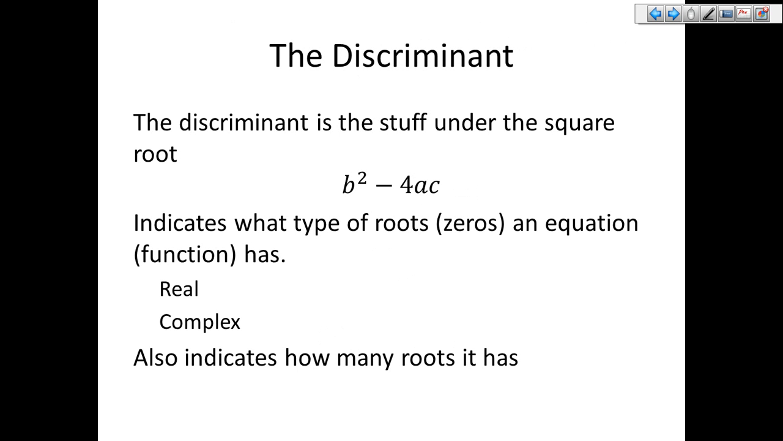Okay, so let's talk about that discriminant a little bit. Remember, the discriminant is the stuff under the square root. Don't include the square root itself. If I ask what's the discriminant, you don't say it's the square root of b squared minus 4ac. The discriminant is just the b squared minus 4ac. Now we can use it to decide ahead of time what type of roots or zeros our equation has. They can have real zeros, as we saw in our first example, or they can have complex zeros, as we saw in our second example. And it'll also tell us how many roots the equation or the function has.